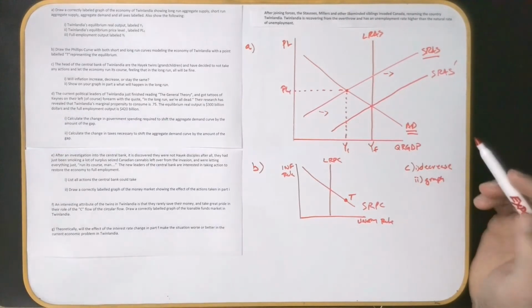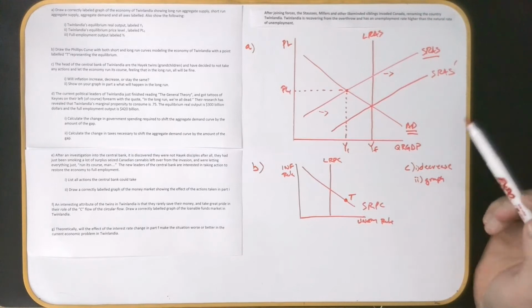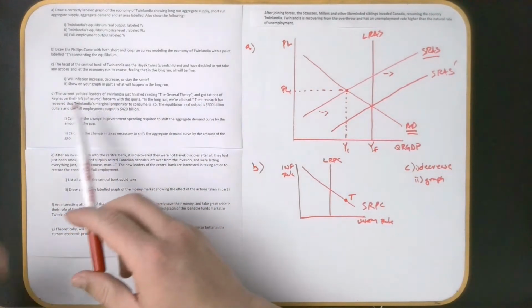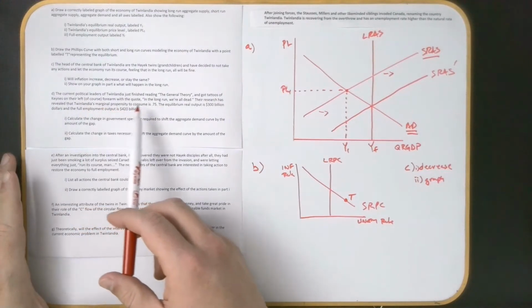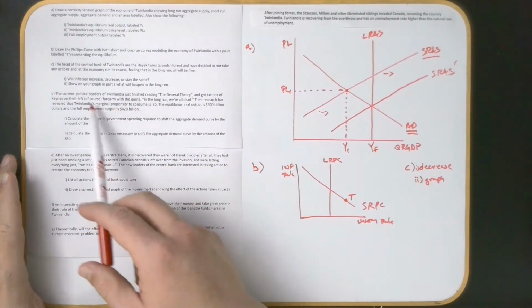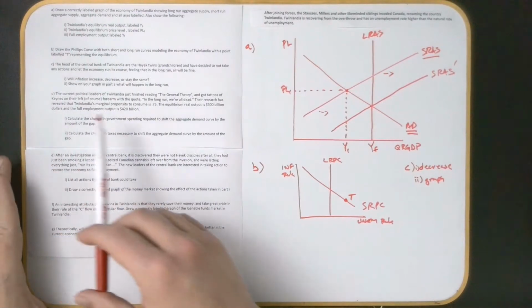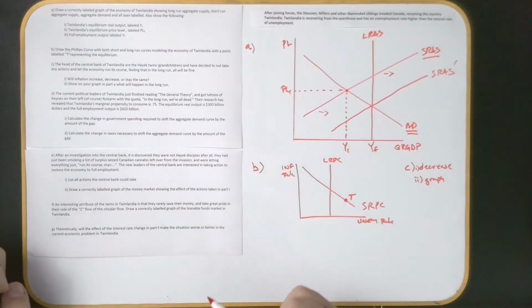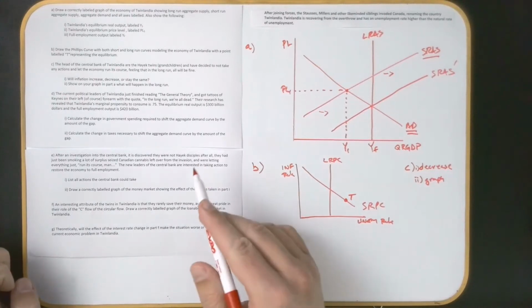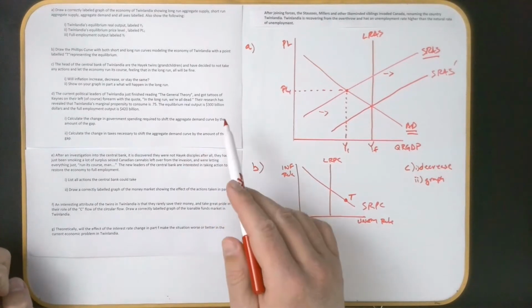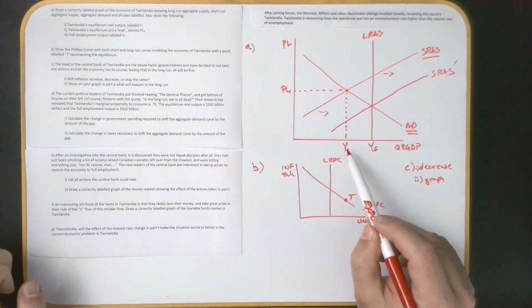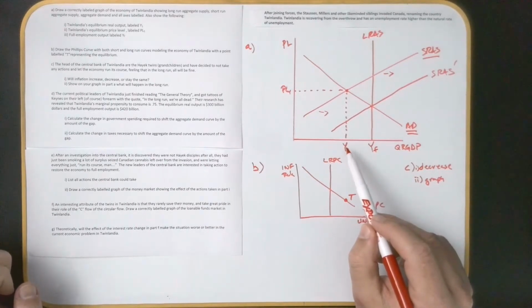Part D: the current political leaders of Twinlandia just finished reading the General Theory, Keynesians, and got tattoos of Keynes on their left forearm with the quote, "In the long run, we're all dead." So left being Democratic on the political spectrum. I hope you picked that up. Their research has revealed that Twinlandia's marginal propensity to consume is 0.75. Equilibrium real output is 300 billion. So the real output, everybody, Y sub 1 is 300 billion, but the full employment is 420.